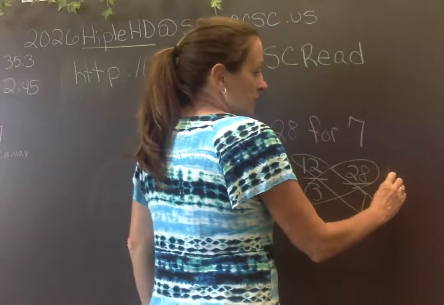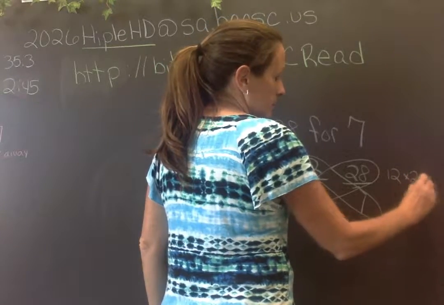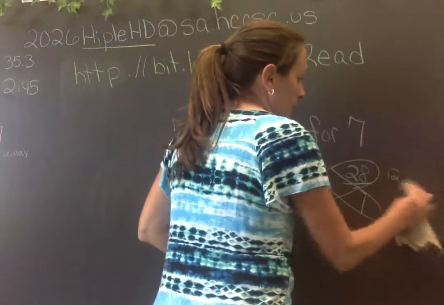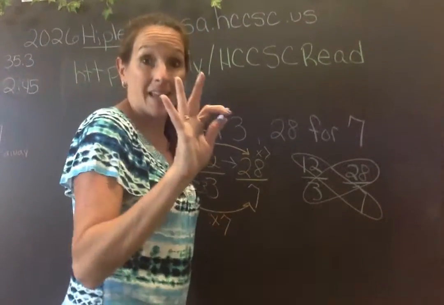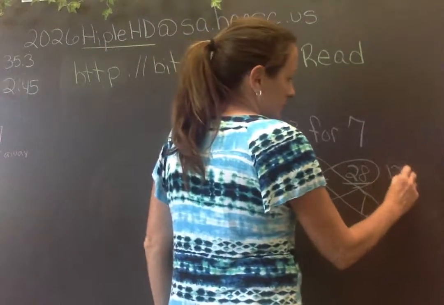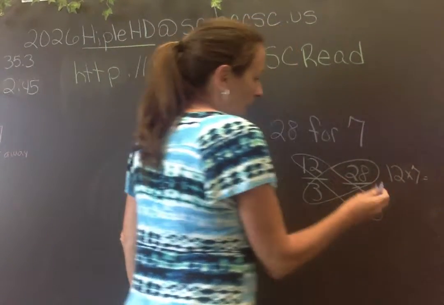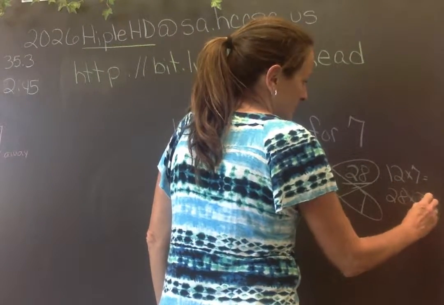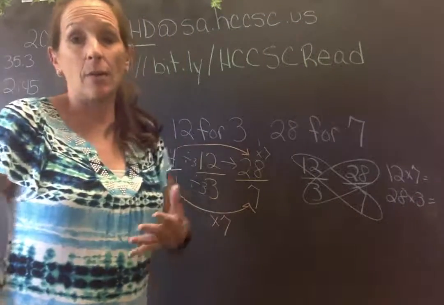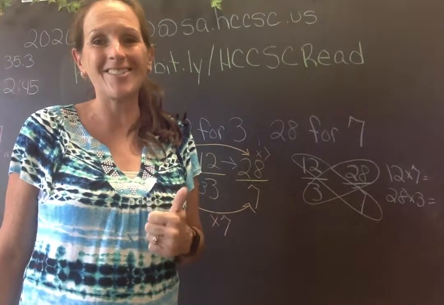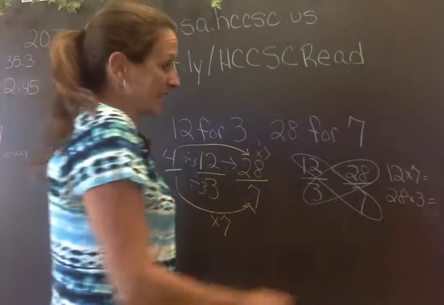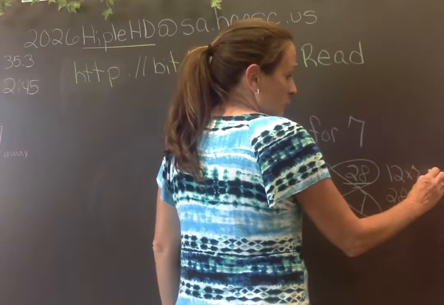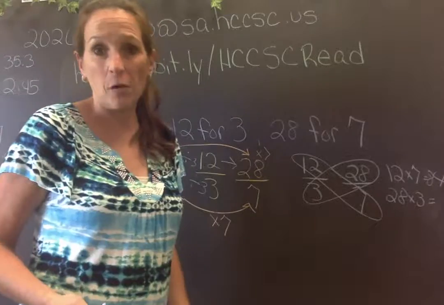I'm going to multiply 12 times 28. Sorry. Let's reverse that. Not multiplying 12 times 28. I've got to stay in the same wing. 12 times 7. And then I multiply 28 times 3. All right? Now, you may need to use a calculator to figure this out, and that's okay. 12 times 7 is, 2 times 7 is 14, carry the 1, 7, 8. 12 times 7 is 84.